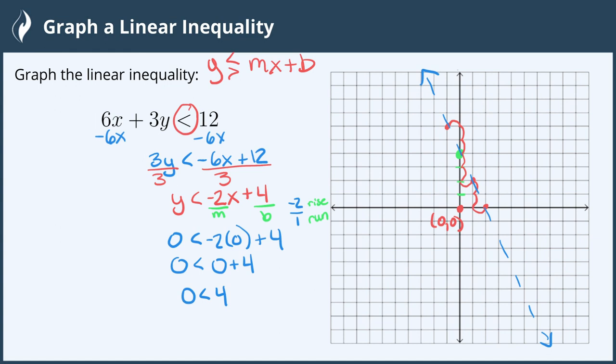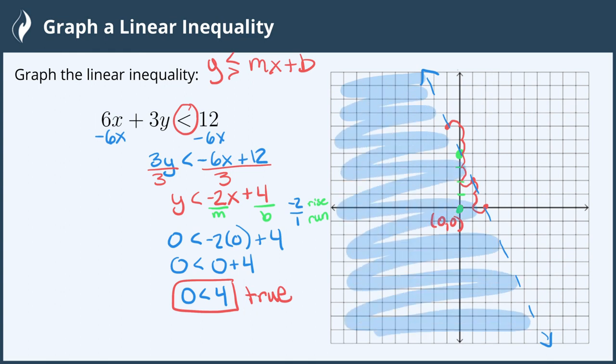And then we ask ourselves, is 0 less than 4? Yes, 0 is less than 4. This is a true statement. That means that our test point of 0, 0 is included in all of the solutions for our inequality. This means that I need to shade to include that test point. If my inequality had come out as not true, then I would not shade where it is, because it would not be a part of the solution. Because it is a part of the solution, I am going to shade in the direction that has it over here.